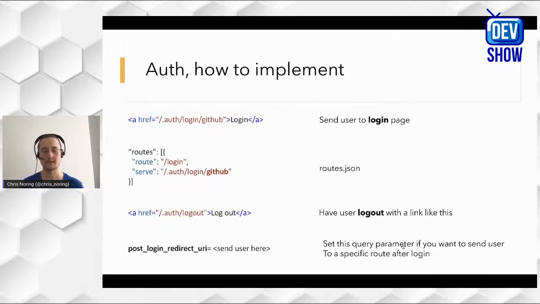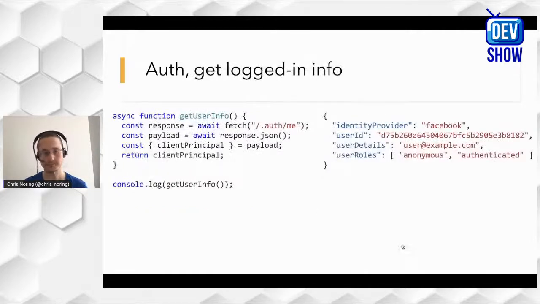So by specifying this to, I don't know, /dashboard, you make sure that once the user logs into GitHub, for example, they end up on that dashboard after login. So this is a good property to amend to your login link. Right. So now that the user is logged in, let's pretend that's the case.